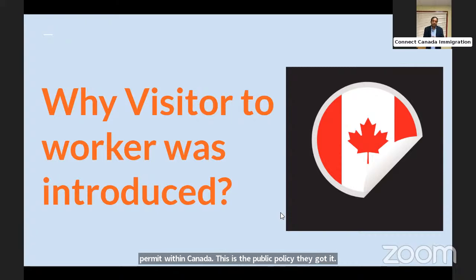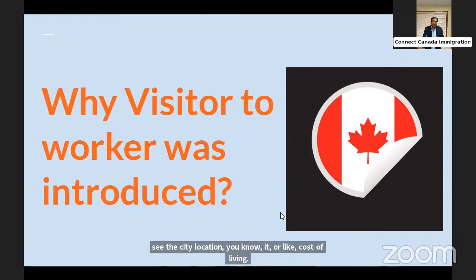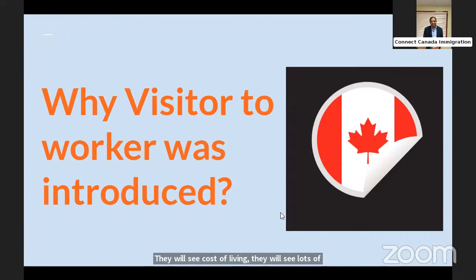Now, this public policy is so useful. People with skills from India especially, who are educated and have lots of experience, can come to Canada, meet the employer in person, go for an interview, see the contract, see the work environment, see what wages they are getting, see the city and location, see the cost of living, and see lots of things. So this is an opportunity for them to see whether the environment in Canada and that job are comfortable for them or not. And then if they get a job offer, they can apply for a work permit.